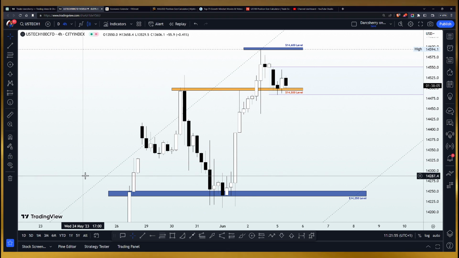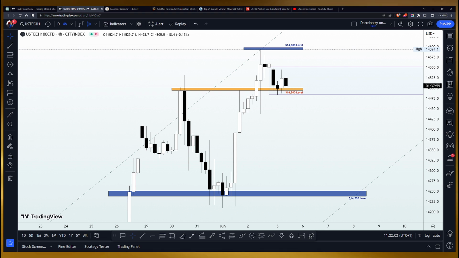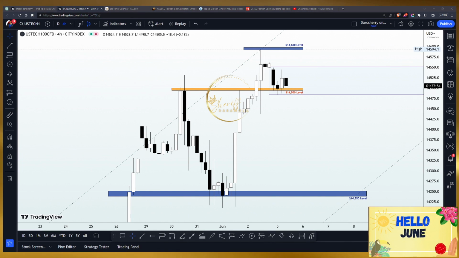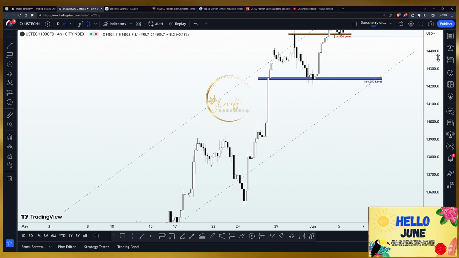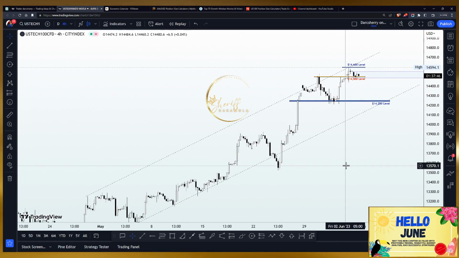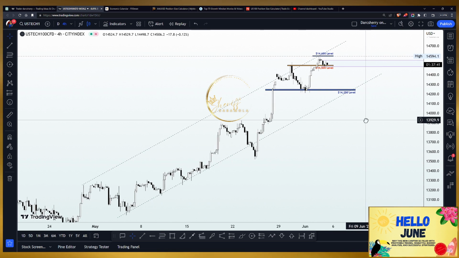Okay, so on the USTech100, the first thing we want to do here is to have a holistic view of what is really going on in this market. To do that, we are going to be looking at things from a holistic point of view. We want to see what the trend is looking like on the 4 hours time frame, and I was able to come up with a simple structure.